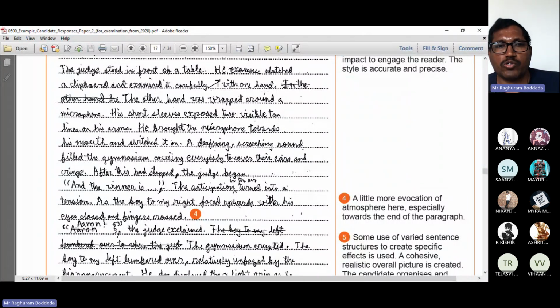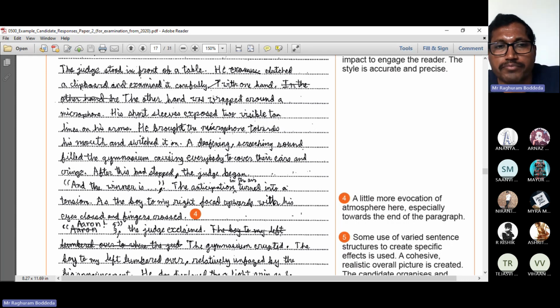Even they're talking about his short sleeves exposing visible tan lines. Short sleeves, visible tan lines, maybe from exposure to sunlight. You know that many athletes stay outside in the sunlight. Because of the excess sunlight exposure to the body, you can see the exposed area has a kind of tan. So those lines clearly indicate the working condition of that particular judge, how experienced he is, and how long he's been doing these kinds of things, also indirectly stating that.